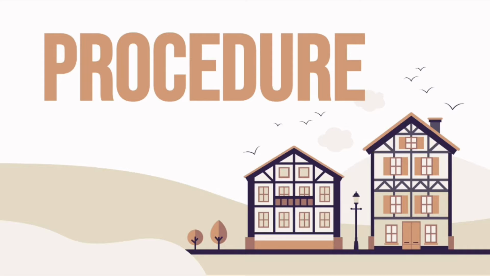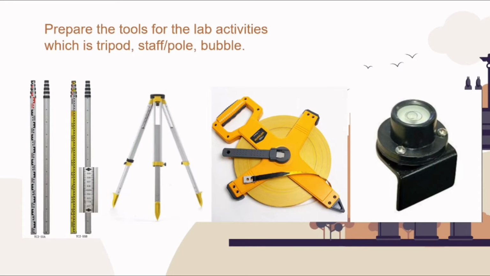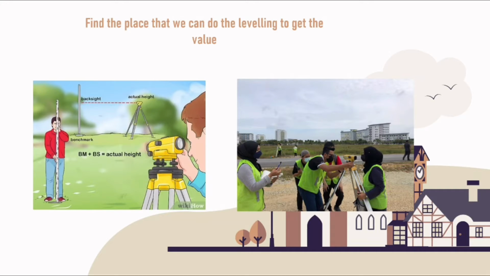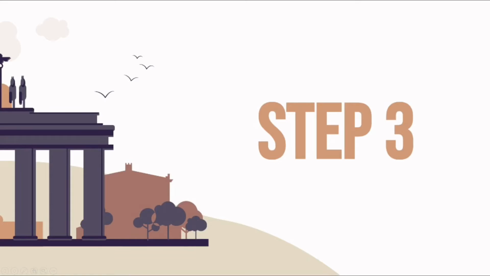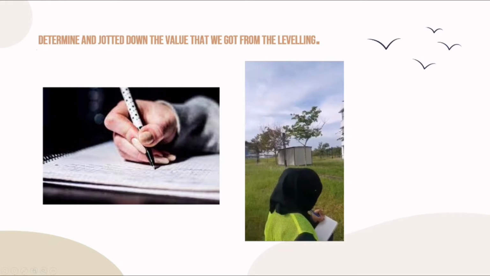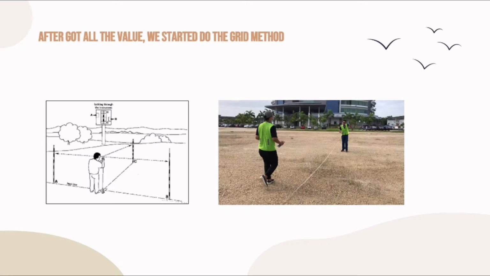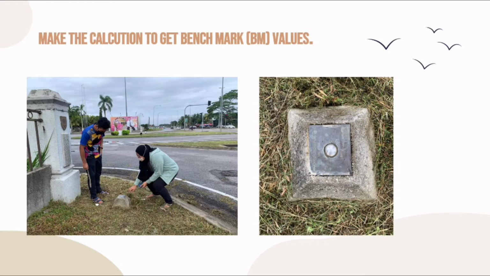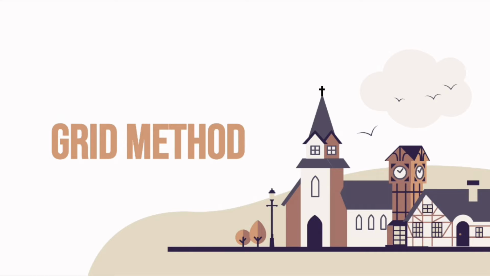Procedure. Step 1. Prepare the tools for the lab activities, which are tripod, staff or poles, and rubber. Step 2. Find the place where we can do the leveling to get the values. Step 3. We start the leveling activities. Step 4. Determine and jot down the values that we got from the leveling. Step 5. After getting all the values, we start the grid method. Step 6. Make the calculation to get the benchmark value. Grid method.